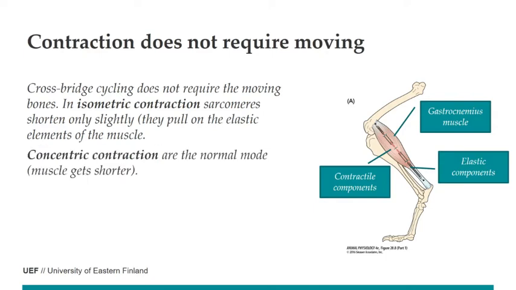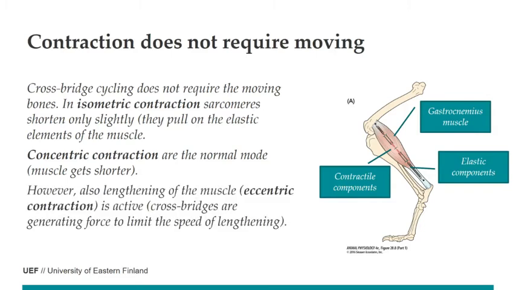Then we have the normal mode of contraction. We have concentric contraction, so the muscles are getting shorter. But also the lengthening of the muscle can be active. So we have eccentric contraction. The cross bridges are generating force to limit the speed of lengthening. And it doesn't happen that you just lose these cross bridges, because otherwise the whole muscle would stretch very fast to very long, and most probably there would be some damage.